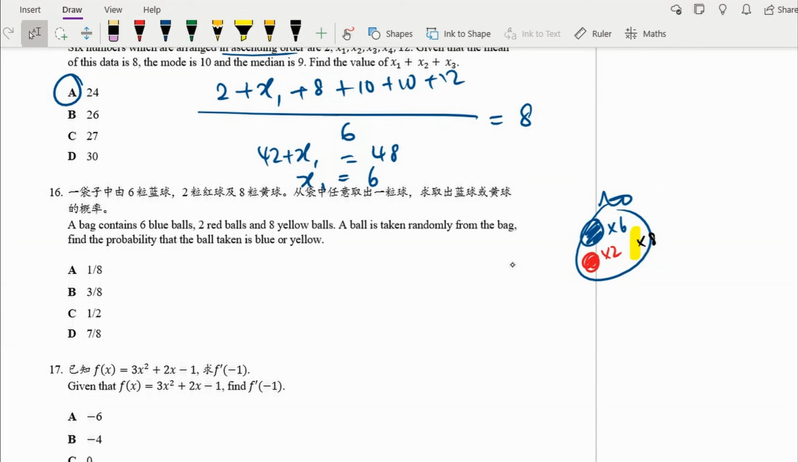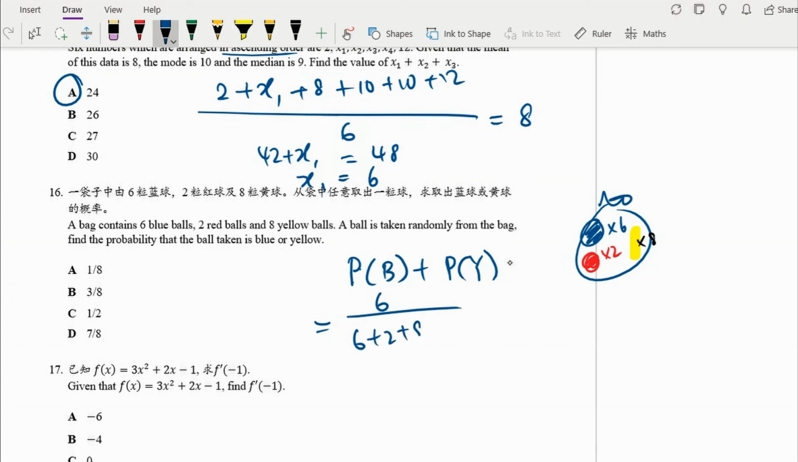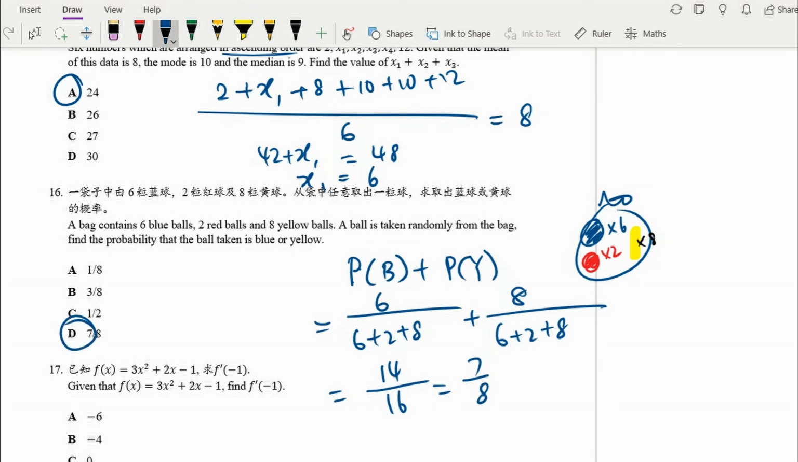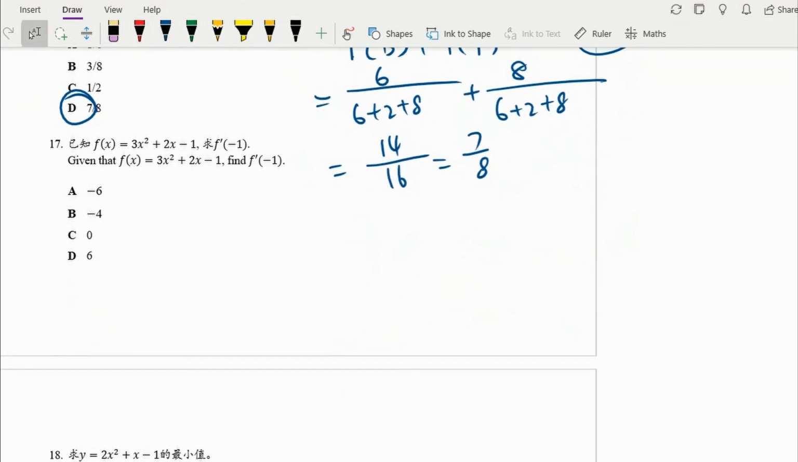Yeah, easy. So this one is the probability of blue plus the probability of yellow. The probability of blue is 6 over 6 plus 2 plus 8. The probability of yellow is 8 over 6 plus 2 plus 8. So this one should be 8 plus 6 is 14. This one should be 16, which is 7 over 8. The answer is D. Okay, almost done.